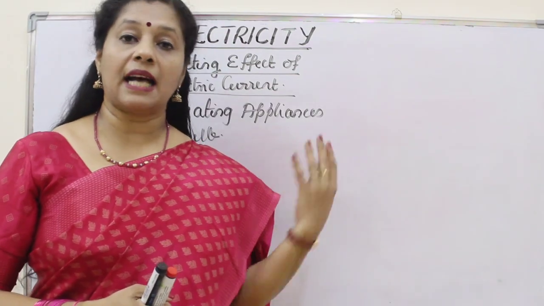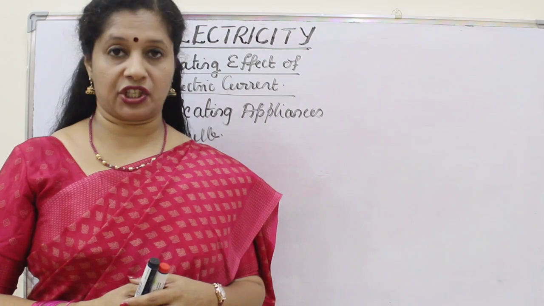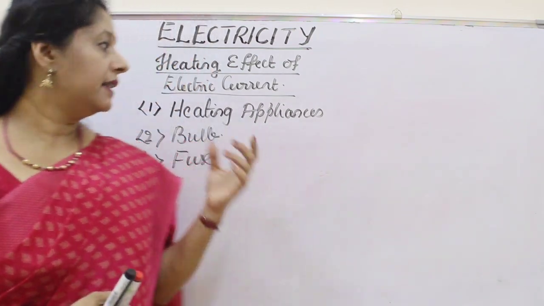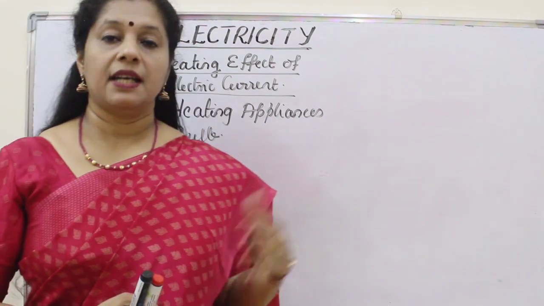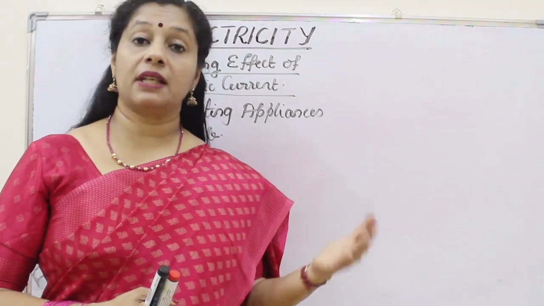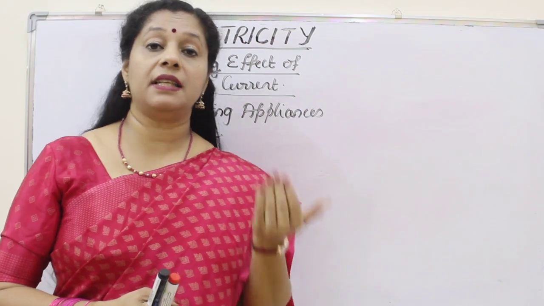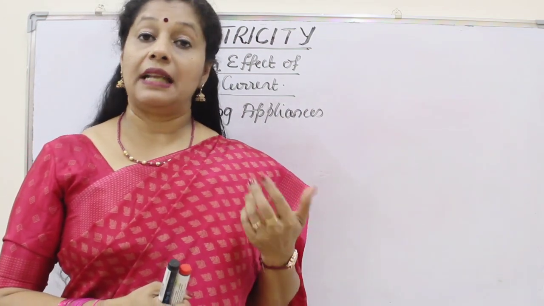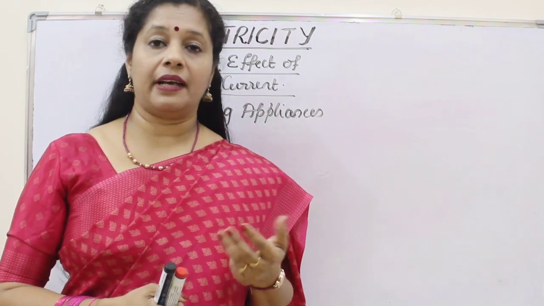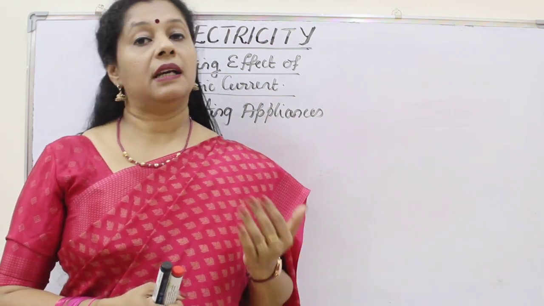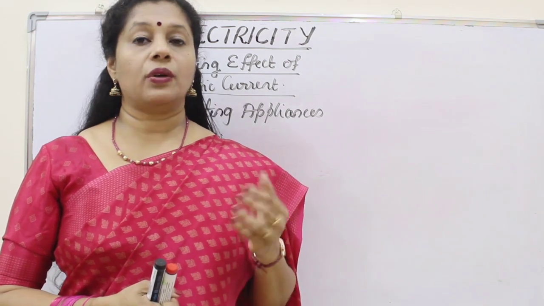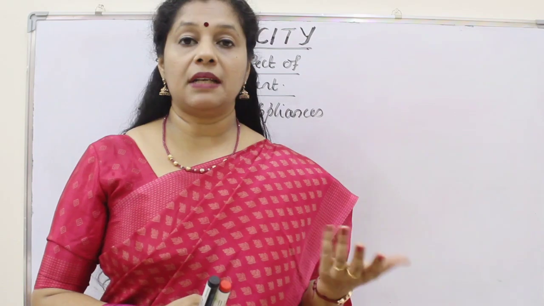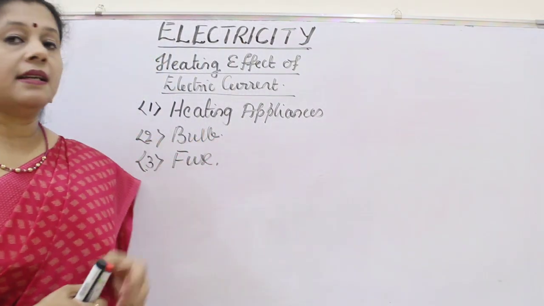Let's now see certain applications of heating effect of electric current. Mainly three applications are mentioned in our NCERT. The first one being heating appliances. Just now I pointed out certain appliances where we need energy in the form of heat. For example, electric iron, electric kettle, geyser, electric oven, not microwave, toaster. In all these we need energy in the form of heat. So in all these appliances we can use a circuit with a pure resistor so that we get maximum heat out of them. Second is a bulb.